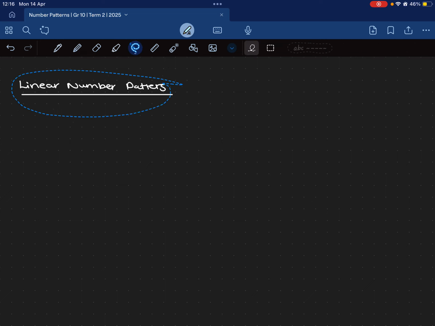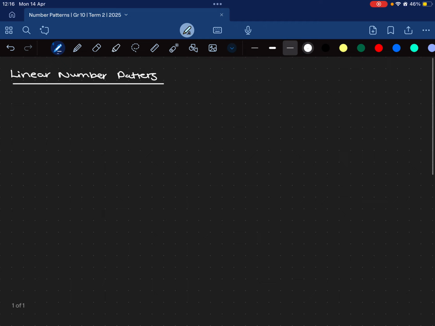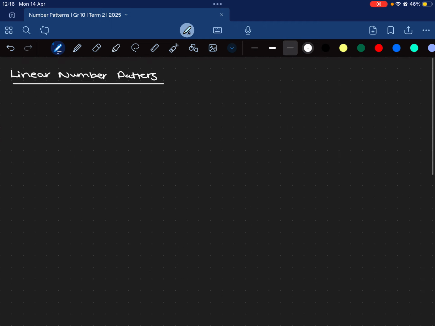Okay, so the heading is linear number patterns. It's the first thing that we're going to discuss under number patterns, and you can write the date today, which is going to be the 8th of May.